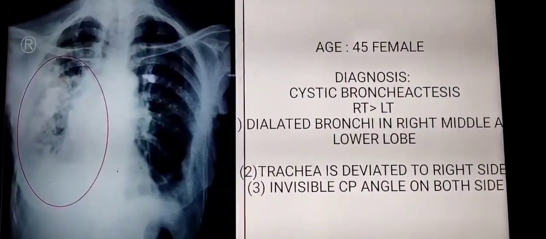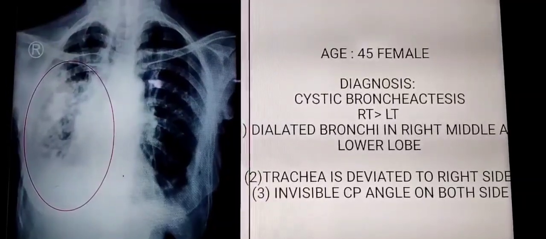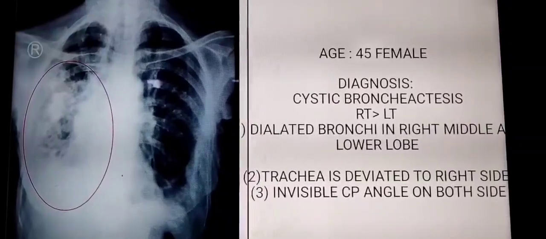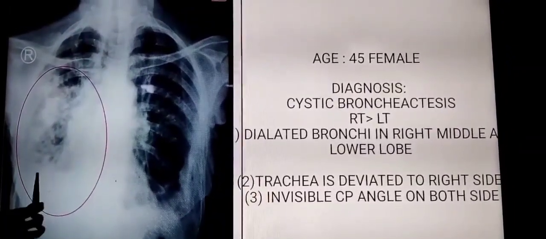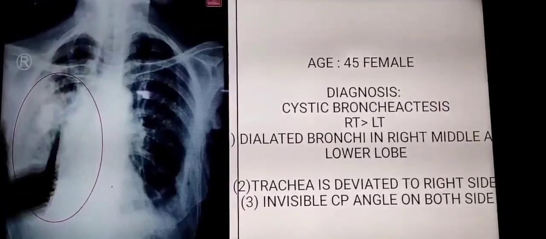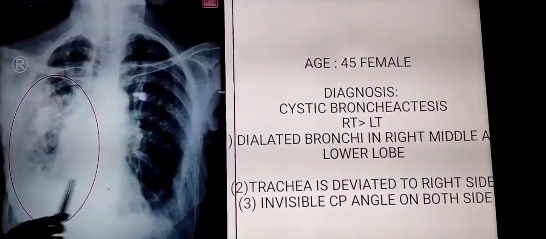The present X-ray is of a 45-year-old female diagnosed with cystic bronchiectasis. Right side is greater than the left. Abnormal findings are: first, dilated bronchi in the right side middle lobe and lower lobe. Second, the trachea is deviated to the right side. Third, invisible costophrenic angle on both sides of the lungs.